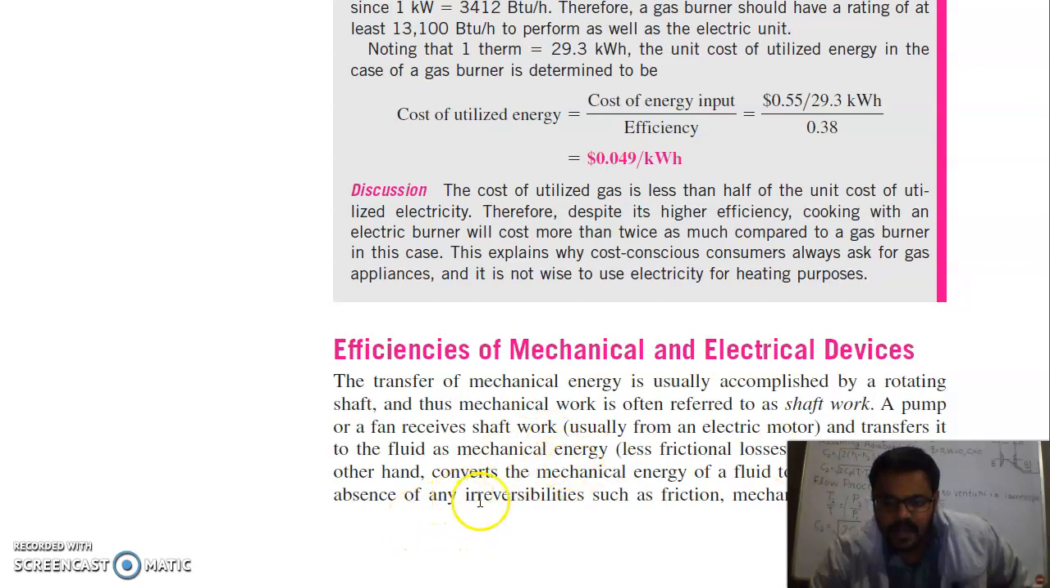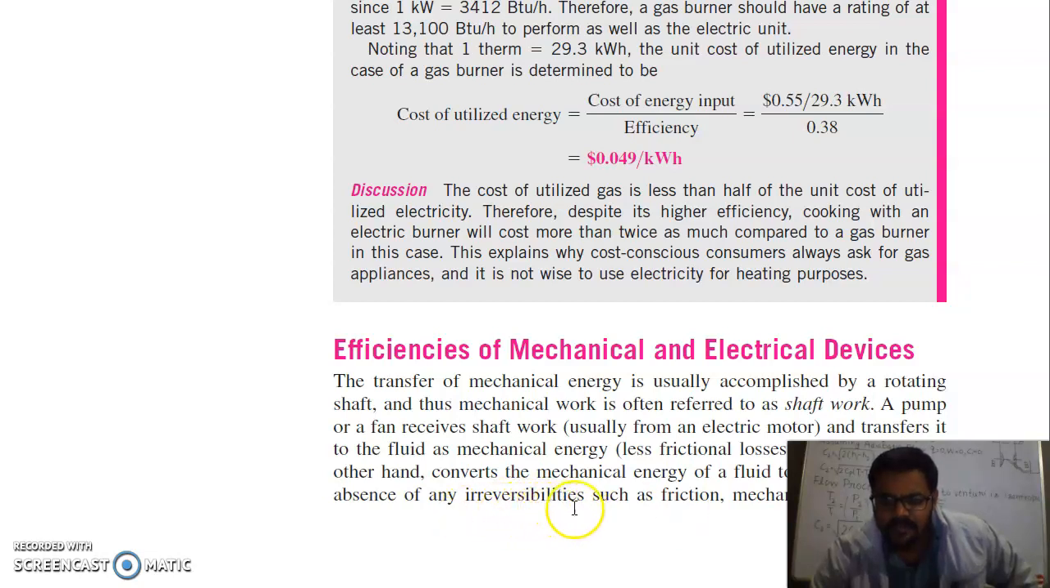A turbine, on the other hand, converts the mechanical energy of fluid to shaft work. In the turbine, it is reversed. In the turbine, the fluid stream will enter at a high pressure and will leave at low temperature and low pressure. So the fluid will do work on the turbine. It converts the mechanical energy of the fluid to shaft work. Or if it is a steam turbine, it converts thermal and mechanical energy to shaft work.